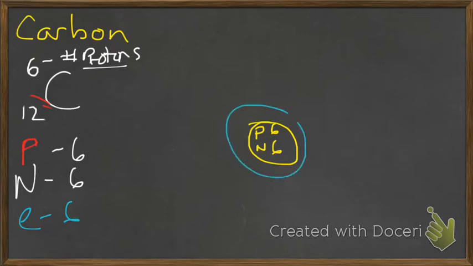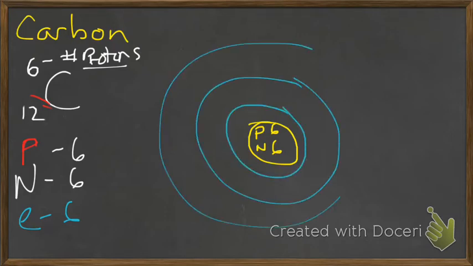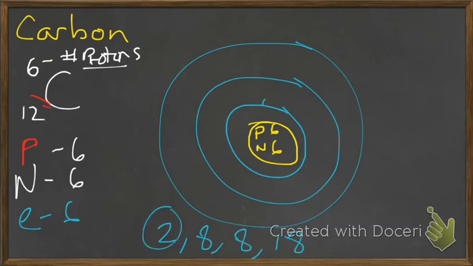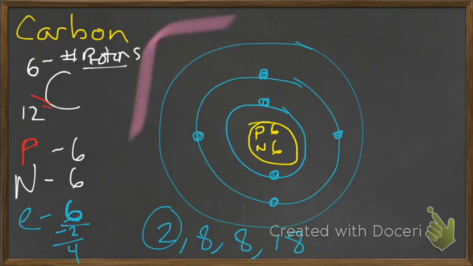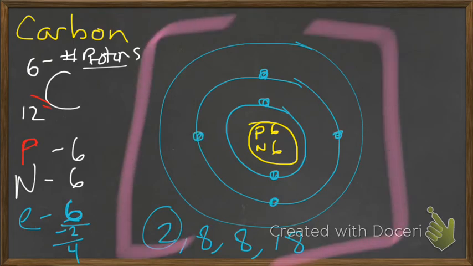Around our nucleus go our shells. Remember the pattern, 2, 8, 8, 18. First shell can hold 2. 1, 2. We have 6 electrons in total, and we just used 2, so we have 4 left. So we need to fill 1, 2, 3, 4. And that is it. That's the Bohr-Rutherford diagram.